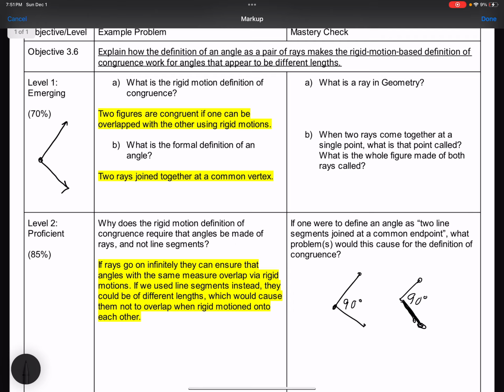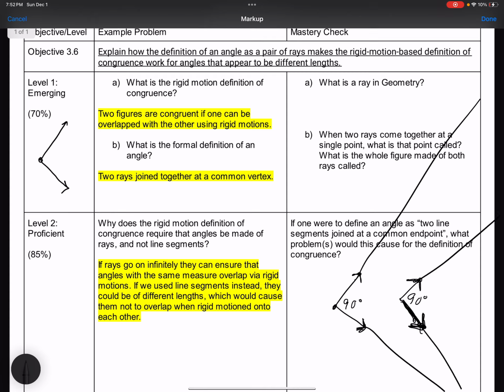If rays go on infinitely, they can ensure that angles with the same measure overlap with rigid motions. Well, rays go on forever. So if I don't use line segments and I use rays instead, then when I try to overlap this one with this one, when I try to coincide them, they're going to coincide perfectly because they both go on forever. As long as they have the same number of degrees, they're going to be able to rigid motion onto each other because both of them are infinite in size. Both of them continue as far as you'd like them to in both directions.